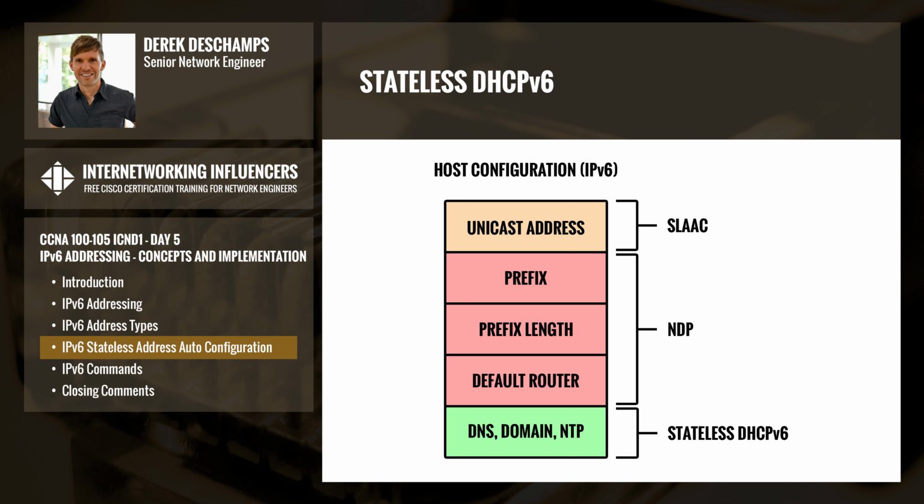With stateless DHCPv6, a host can use stateless address auto-configuration to determine its own unicast address. The host can also use Neighbor Discovery Protocol to determine the prefix, prefix length, and default router information. This means the only information the stateless DHCPv6 server needs to provide is information that does not need to be updated for each client, such as DNS servers, domain name, or NTP servers.